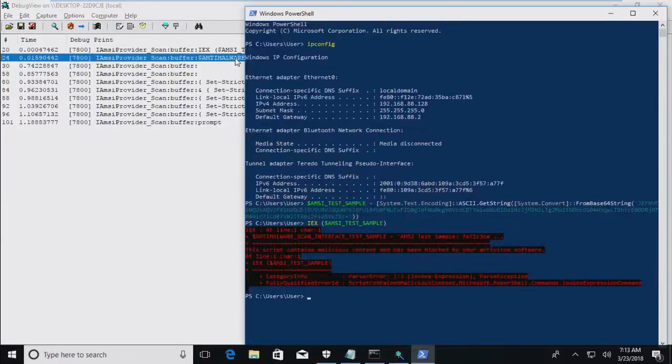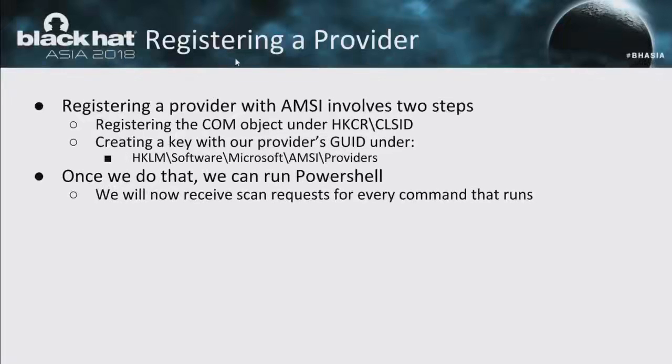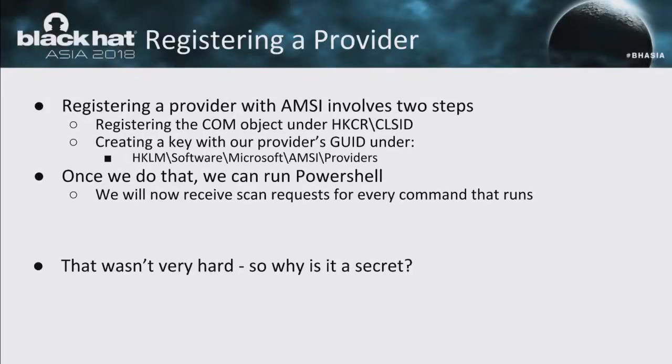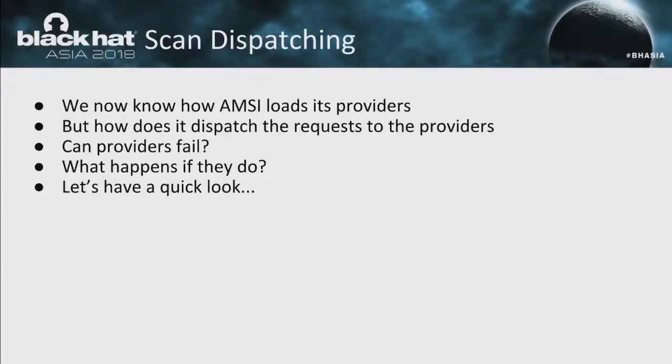So now, that wasn't very hard to do, and why is it such a secret? I really don't know. Microsoft has decided to keep this undocumented, and I would kind of like to know why. As for scan dispatching, we know how AMSI loads its providers, but we haven't seen how AMSI dispatches its requests. Can providers fail? What happens if they do? Well, we do know that they return error codes, and the error codes can indicate failure. So what will happen in case of a failure?